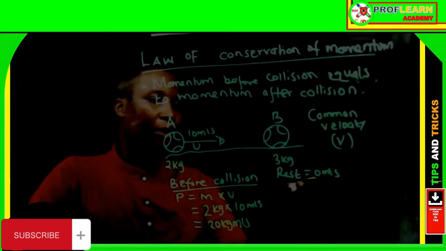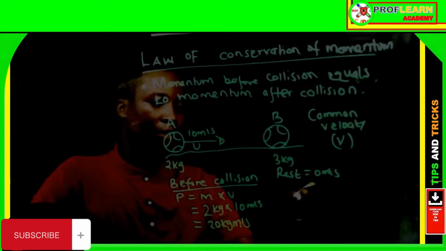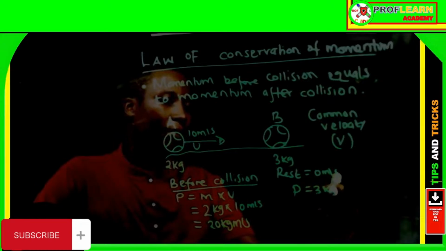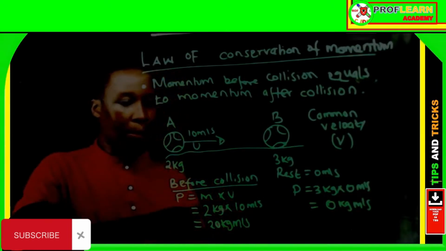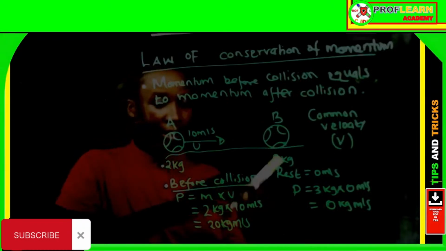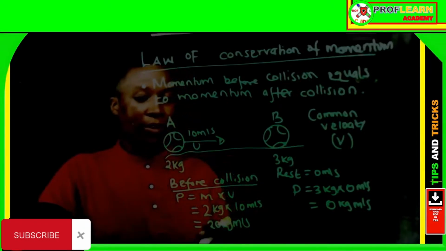What about that of B? The momentum of B is going to be 3 kilograms times 0 meters per second, and definitely this is going to be 0 kilogram meters per second. So the momentum before collision for B is 0, but before they collide, the momentum of A is 20.